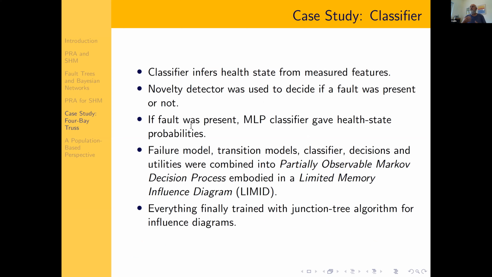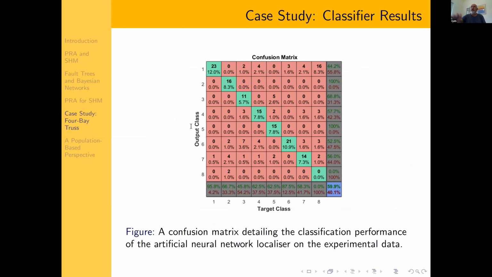And then the whole set of ingredients, which includes a failure model, a transition model, the classifier, the decisions and the utilities, get built into a big influence diagram, which in this case is a limited memory influence diagram. And you can train these things with the same sort of algorithms that you train vanilla graphical models. So there's a variation on them, a junction tree algorithm, a message passing algorithm.